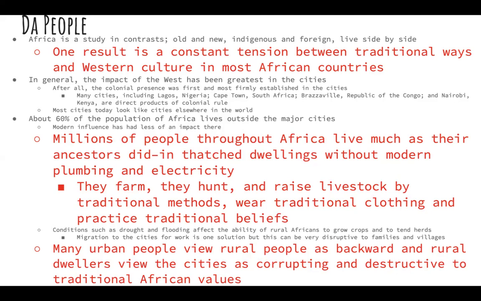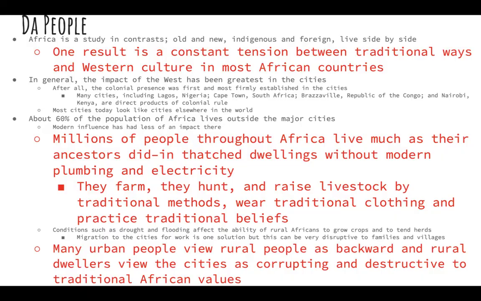About 60% of the population of Africa, though, lives outside major cities. Modern influence has had less impact there. Millions of people throughout Africa live much as their ancestors did in thatched dwellings without modern plumbing and electricity. They farm, they hunt, and they raise livestock by traditional methods, wear traditional clothing, and practice traditional beliefs. Conditions such as drought and flooding affect the ability of rural Africans to grow crops and to tend to their herds properly. Migration to the cities for work is one solution, but this can be very disruptive to families and villages. Many urban people view rural people as backward, and rural dwellers view the cities as corrupting and destructive to traditional African values.